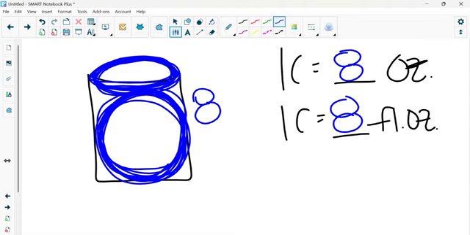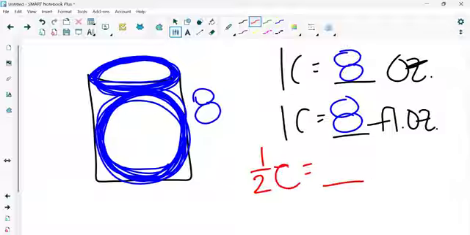Let's do one quick practice problem here. I'm going to throw a fraction at you this time. So if I have 1 whole cup is equal to 8 fluid ounces or 8 ounces, then a half of a cup is how many ounces?